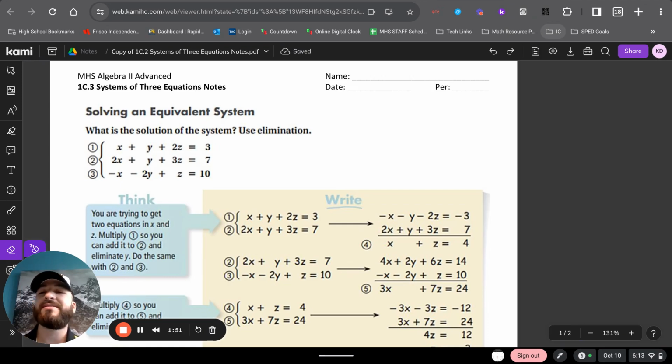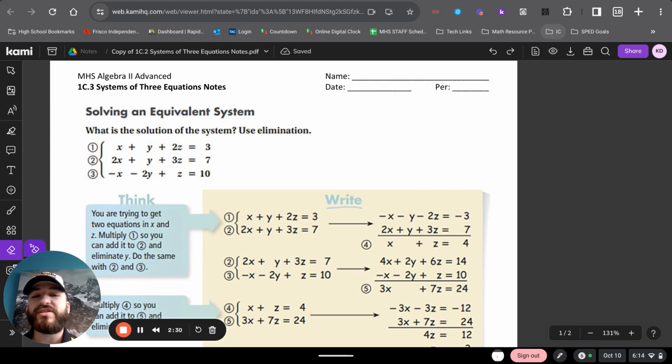Then going back to our sets, we have that equation 3, negative x minus 2y plus z equals 10. I could actually use either equation 1 or equation 2 to add to it. Let's take equation 2. Okay, and once again, I have y and 2y, one's positive and one's negative. So they're opposite signs, but the coefficient's not the same. So I'm going to multiply equation 2 by 2, which gives me 4x plus 2y plus 6z is equal to 14. Adding those two equations together, 2y and negative 2y is going to cancel out, leaving me with the new equation 3x plus 7z equals 24. And we're going to go ahead and label that equation 5.